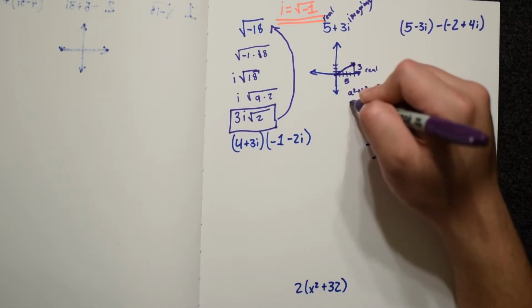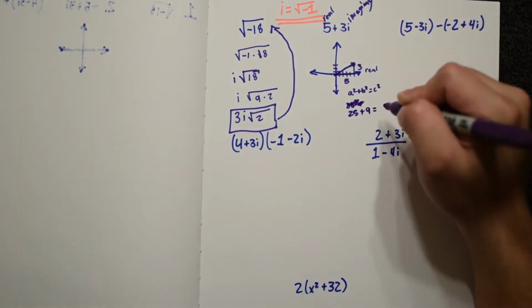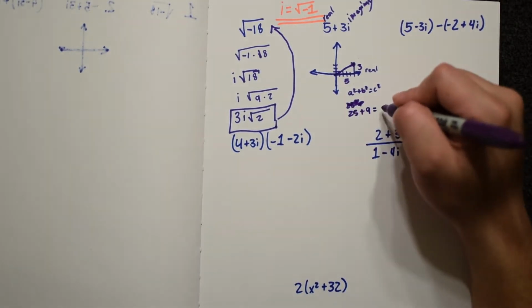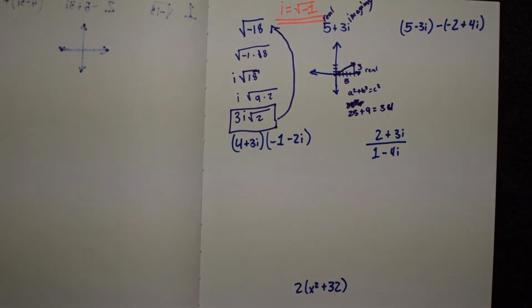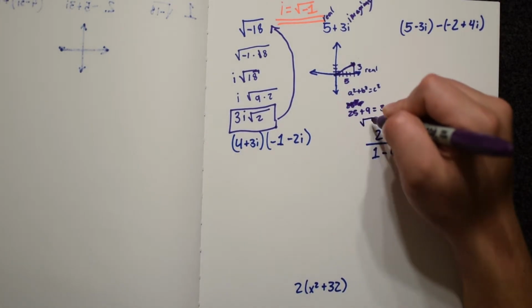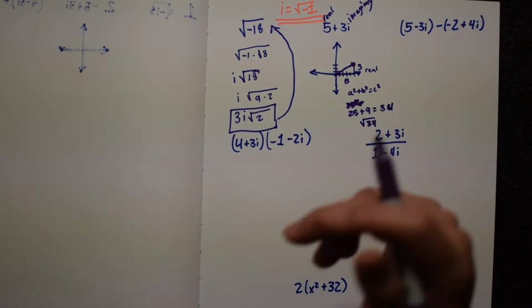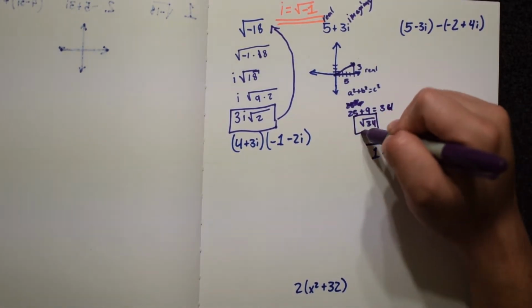a squared, which we're going to say 5 squared, plus 3 squared, which is 9, is going to be equal to 34. So this is actually going to be equal to the square root of 34, which you can't simplify, so that's going to be your final answer.